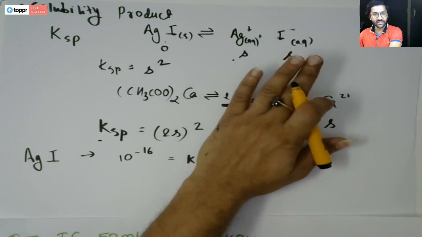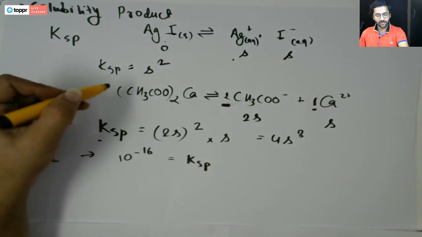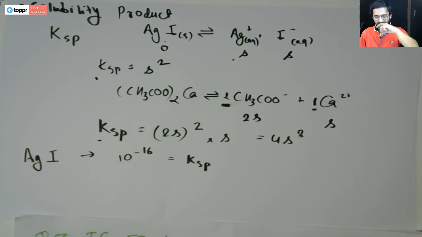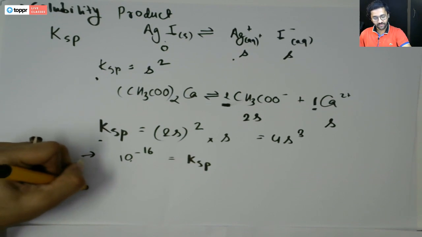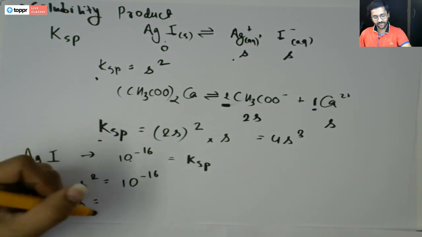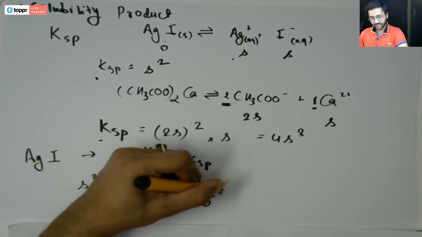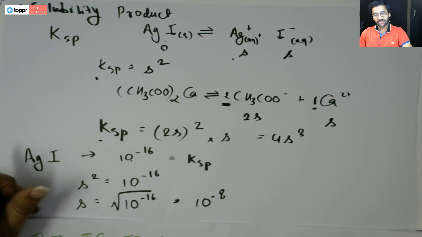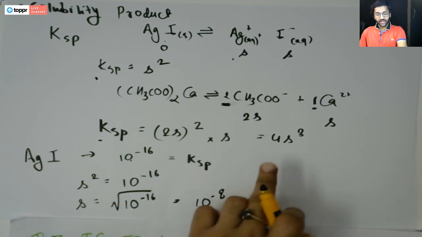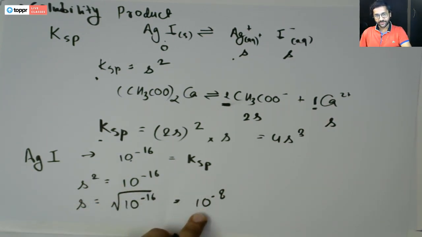the solubilities of Ag and I, which will be root of Ksp, because Ksp is equal to S square in this case. So Ksp is 10 to the power minus 16. That means S square is equal to 10 to the power minus 16, and S is root of 10 to the power minus 16, which will be 10 raised to the power minus 8. So what we know is that the solubility of Ag plus is 10 to the power minus 8 in the solution, and the solubility of I minus is also 10 to the power minus 8 in the solution.